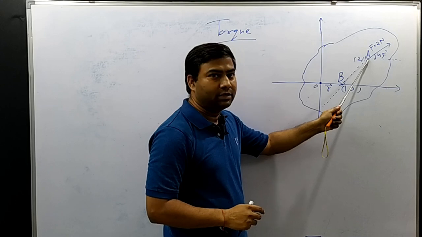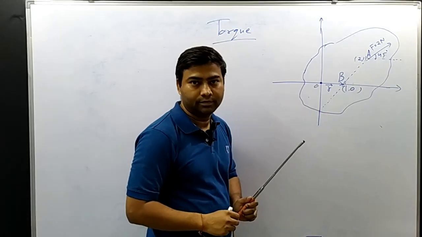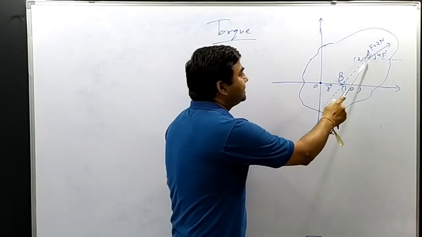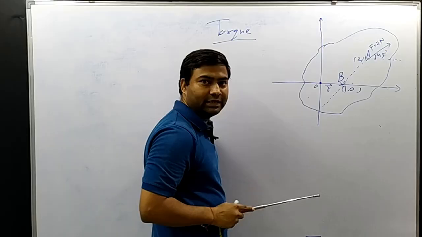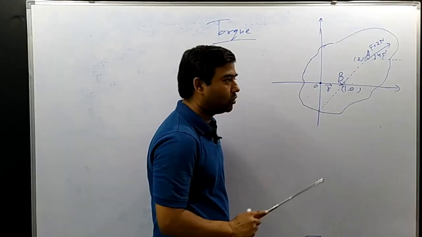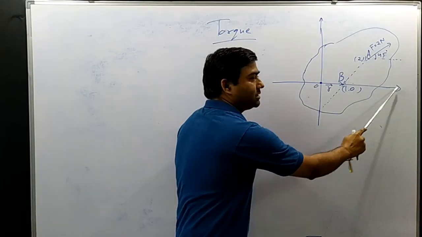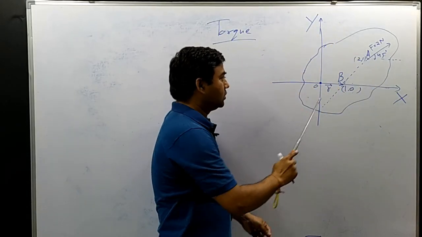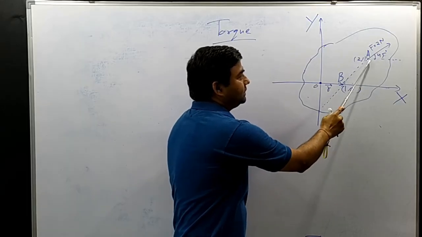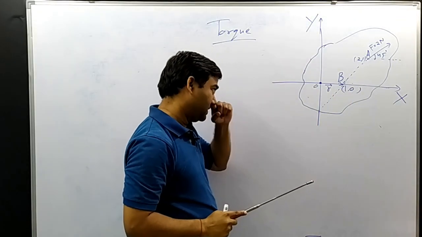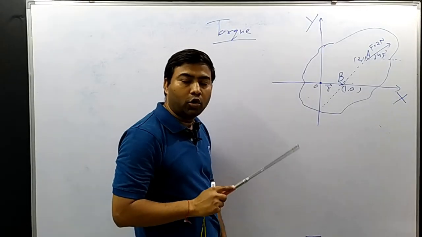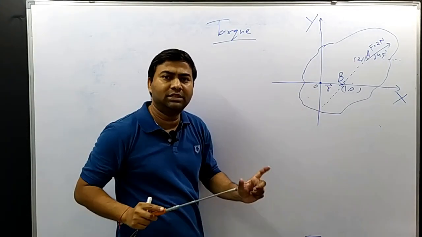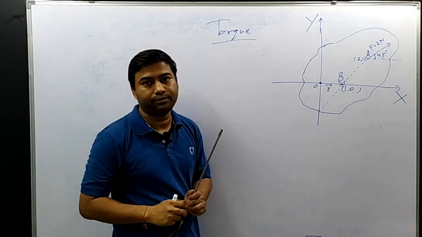The coordinate of point A is (2, 1), and this force makes an angle of 45 degrees with the horizontal, that is, with respect to the x-axis. This is the x-axis, this is the y-axis. So the force makes an angle of 45 degrees with the x-axis. We have to find the torque of this force F about this point O. For simplicity, we have taken this point O.